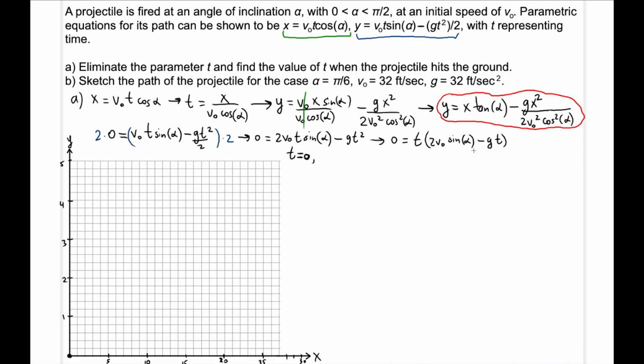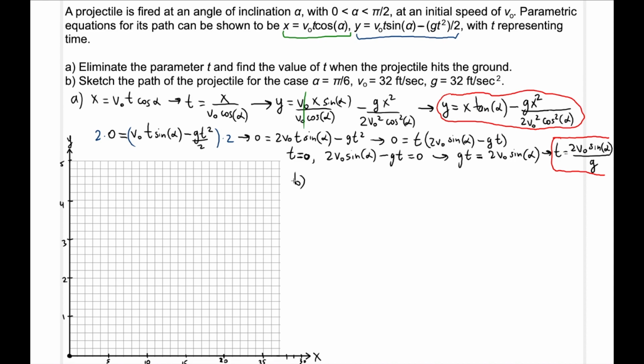However, there's another instance: when 2v₀ sin alpha − gt is set to 0, according to the zero product rule. That means, if you divide both sides by g, t is equal to 2v₀ sin alpha divided by g.